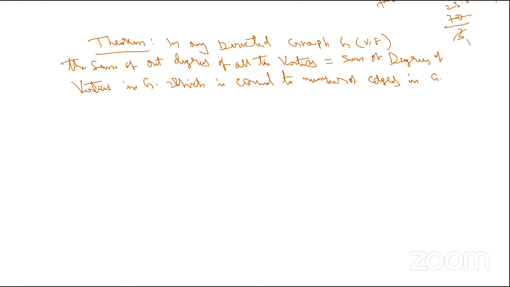That is, the sum over v belongs to V of the degree of v, equal to the sum over v belongs to V of the degree of v, that is equal to mod E. Proof.